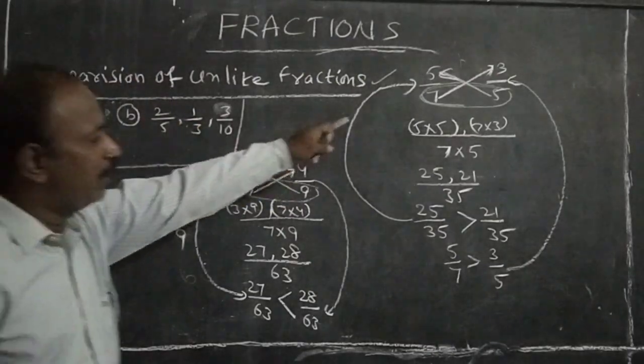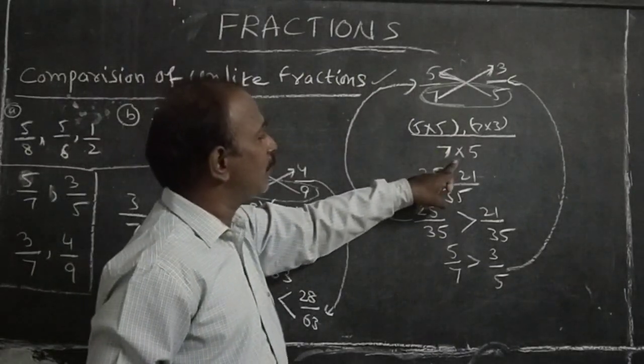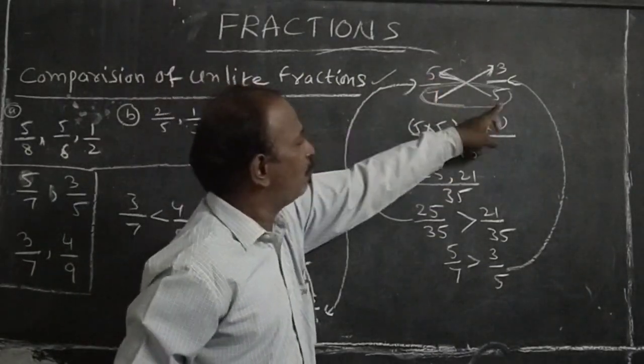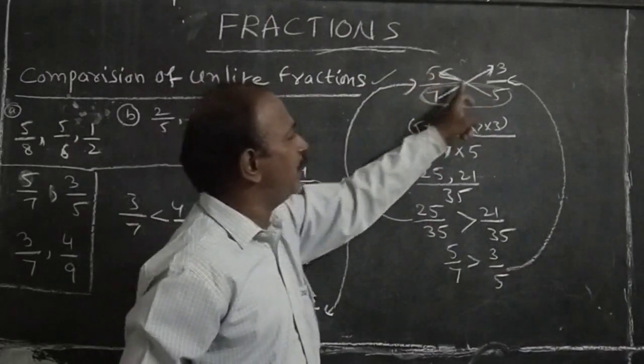First, multiply the denominators. Second, use the cross method: 5 into 5 is 25, and 7 into 3 is 21.